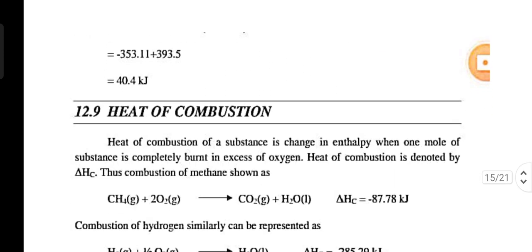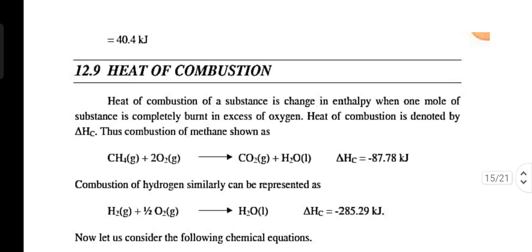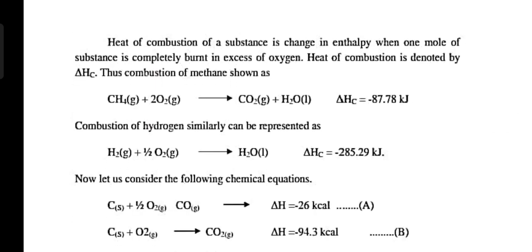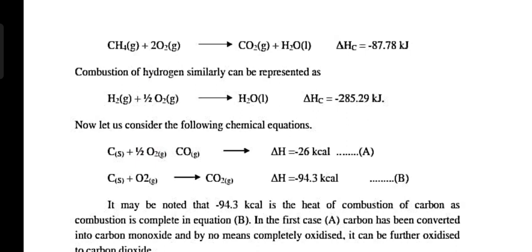Heat of combustion of a substance is the change in enthalpy when 1 mole of the substance is completely burnt in excess of oxygen. Heat of combustion is denoted by ΔHc. The combustion of methane is shown: methane plus oxygen give carbon dioxide plus water, heat of combustion minus 87.78 kilojoule. Combustion of hydrogen similarly can be represented as hydrogen plus oxygen give water, heat of combustion minus 285.29 kilojoule.